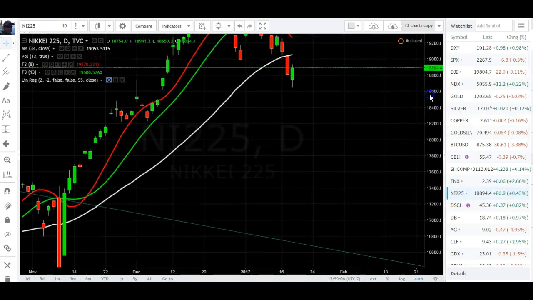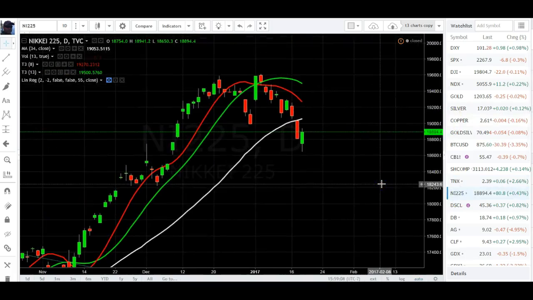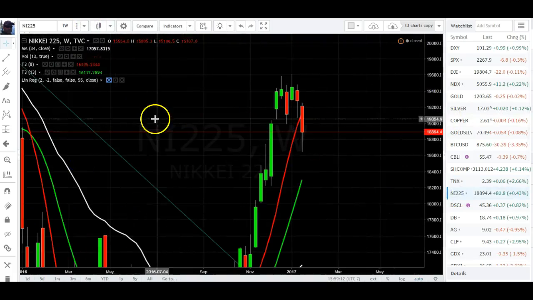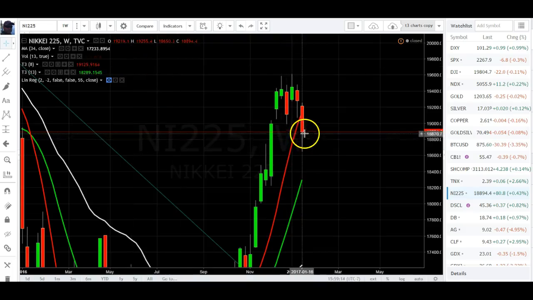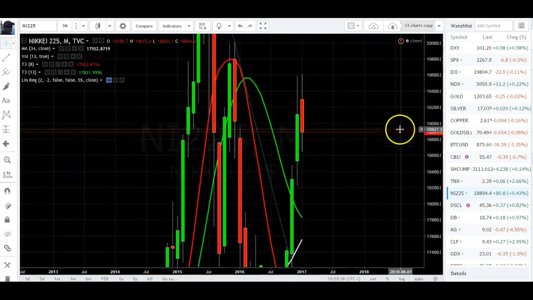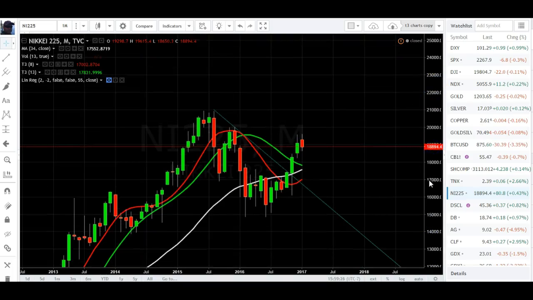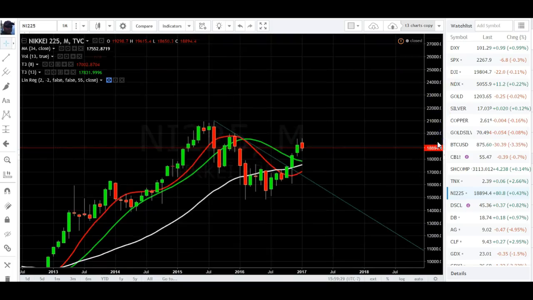Nikkei. Looks like a little bearish retracement coming in on the daily. Let's see, longer term, bearish. So far closing below the EMA 8. And the double top coming in on the monthly. Two weeks left. See if this thing will hold.